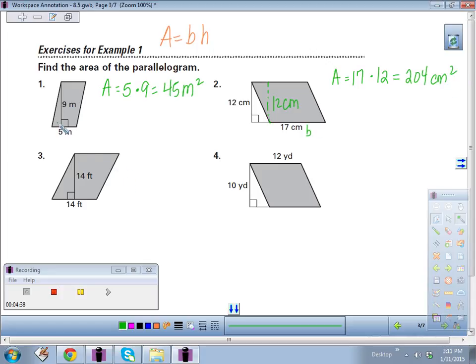Number 3, base times height, 14 times 14, and in this case, that would give me 196 square feet. Lastly, number 4, again, that height is on the outside, and that's okay. It's just that perpendicular distance from the base. So this would be 10 still. 12 times 10, which would give me 120 square yards.